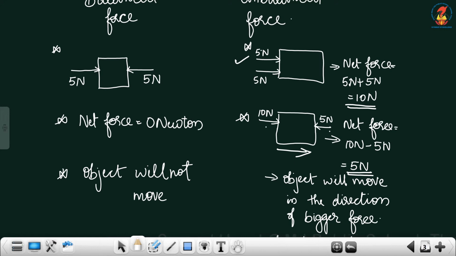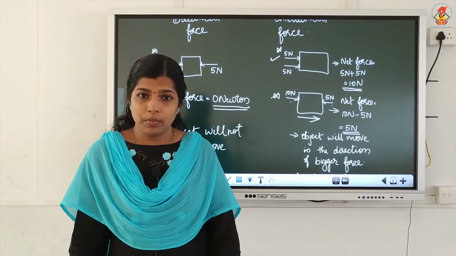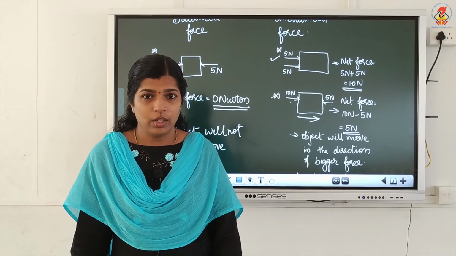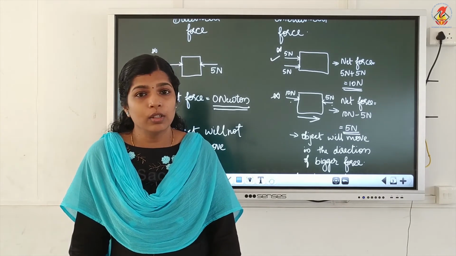Here in balanced force, this one is 5 Newton, and here it is 5 Newton. So, net force will be equal to 0 Newton and the object will not move. An example for balanced force is tug of war, where two teams pull the rope in the opposite direction. If the rope doesn't move in any direction, the forces applied by both teams are known as balanced force.